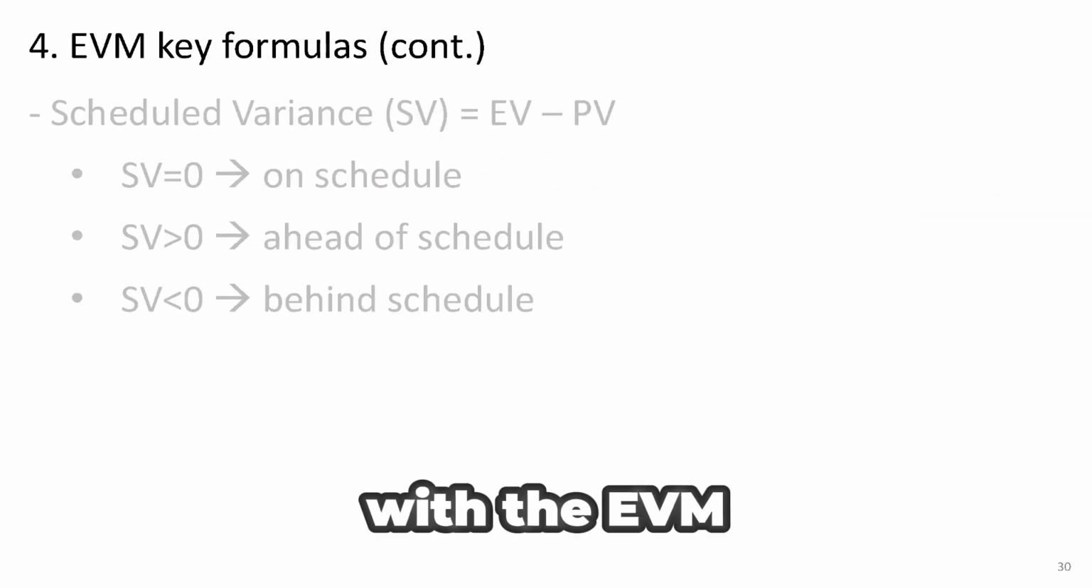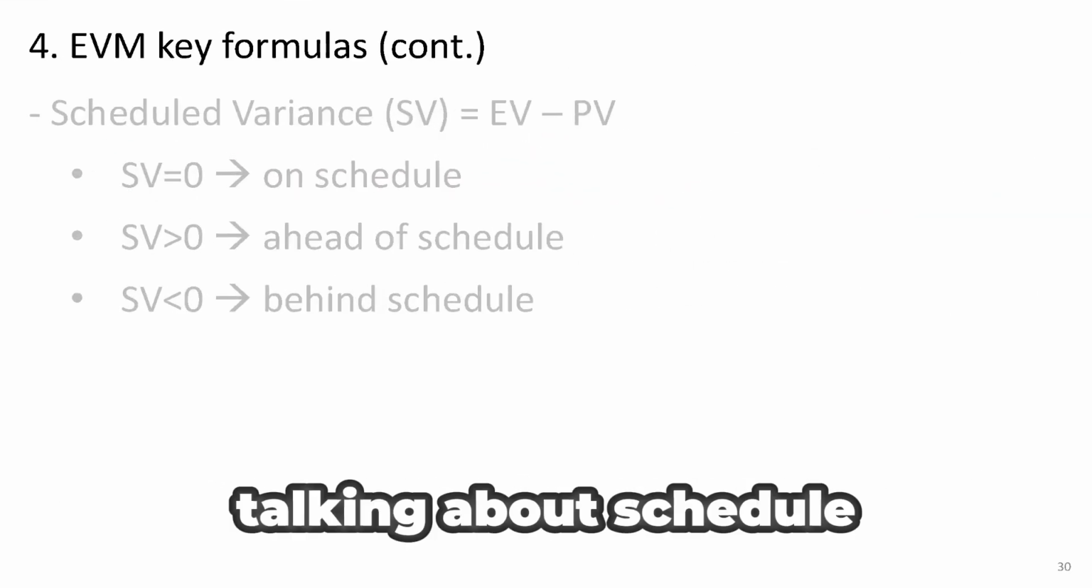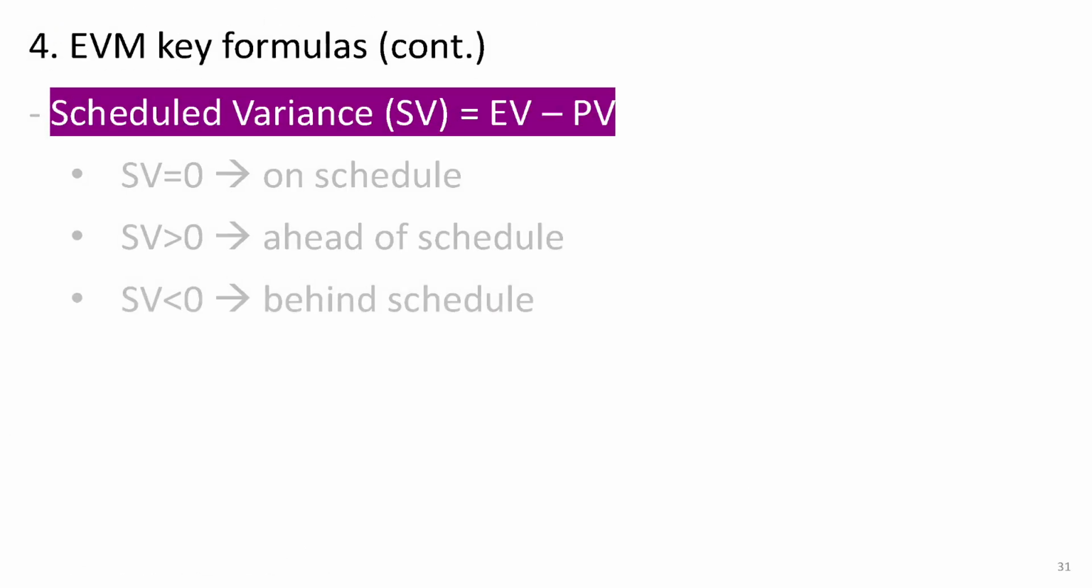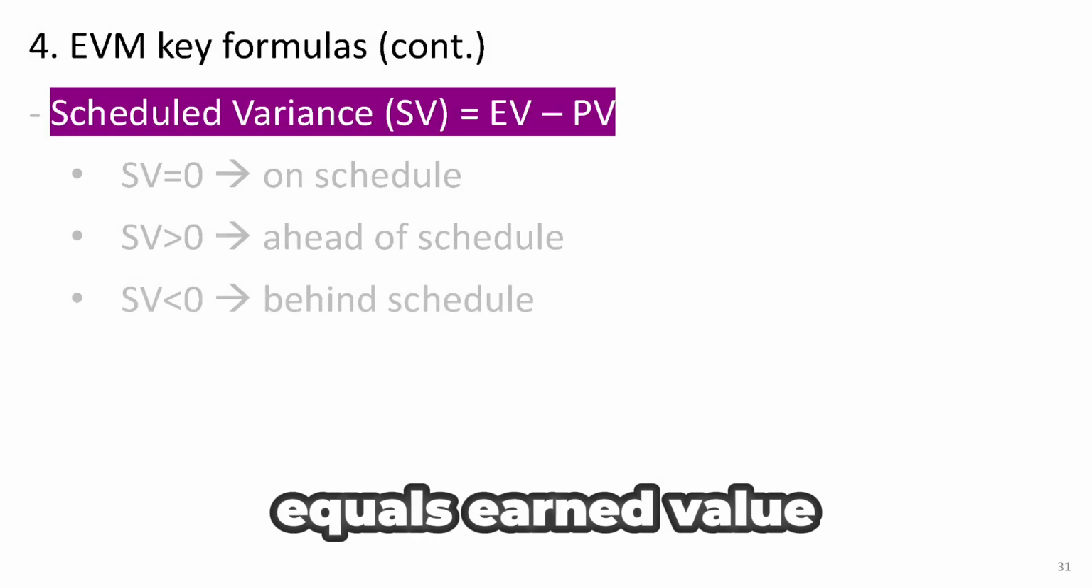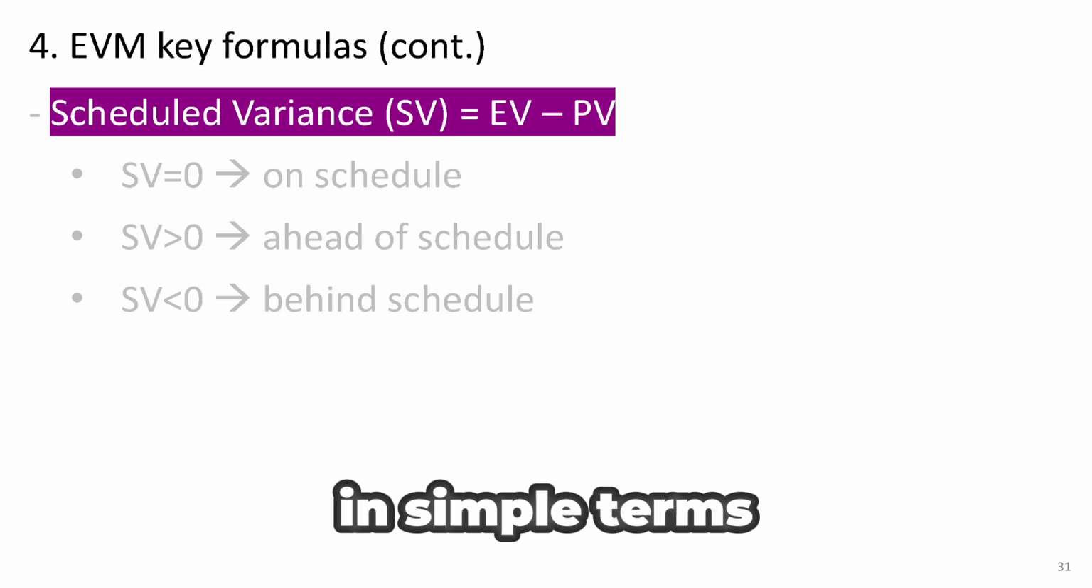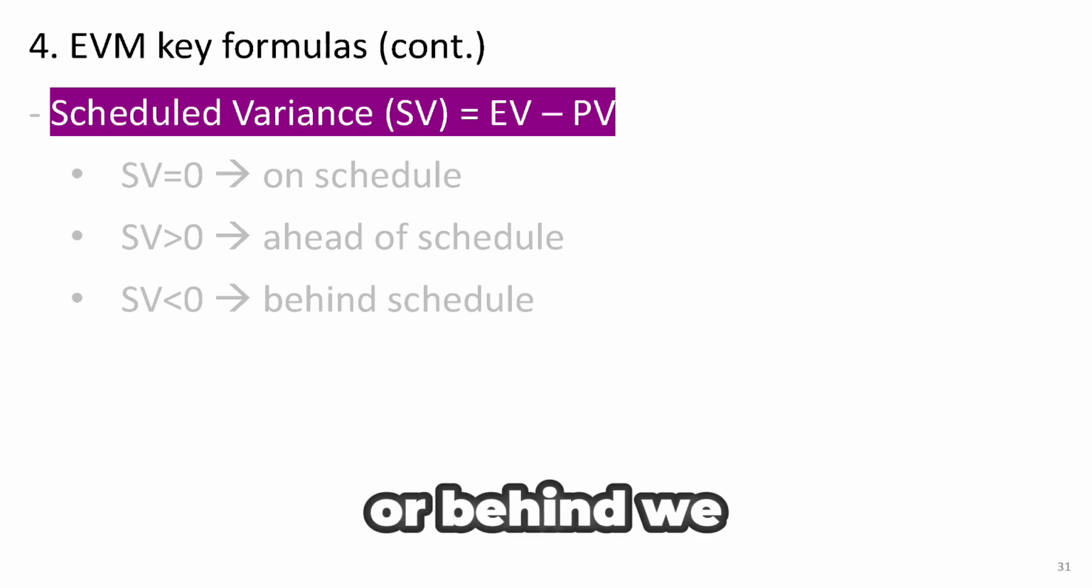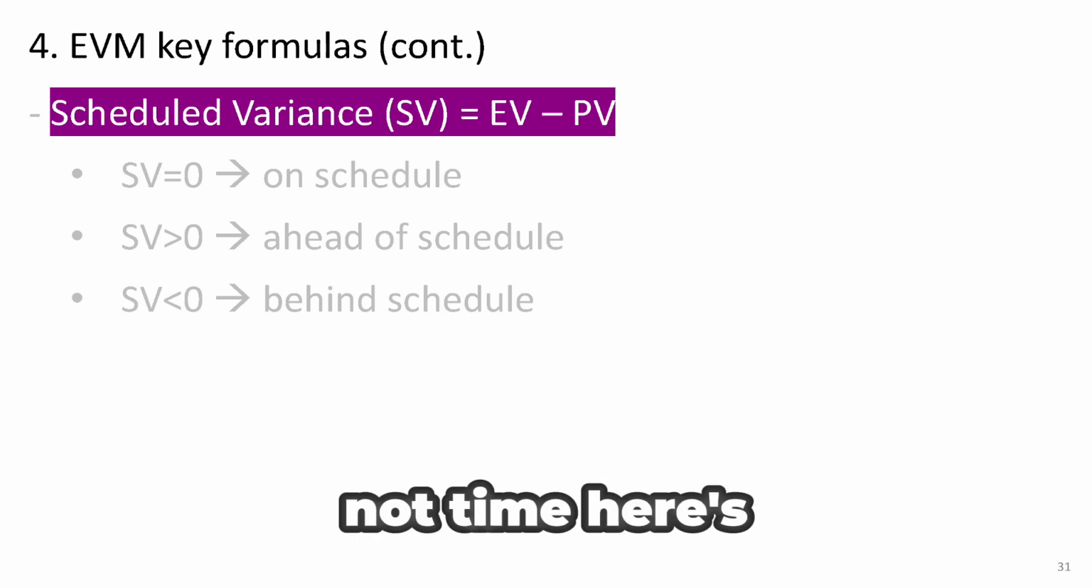Let's keep going with the EVM formulas. This time, we're talking about schedule variance, or SV. So, schedule variance equals earned value minus planned value. In simple terms, this tells us how much ahead or behind we are in terms of work, not time. Here's how to read it.